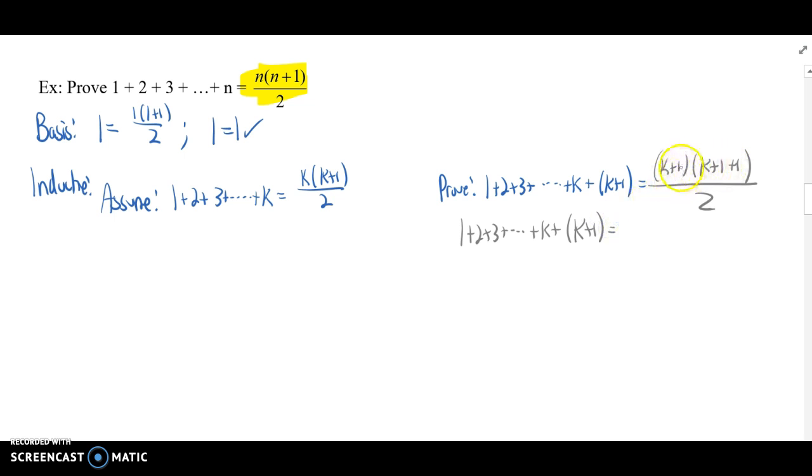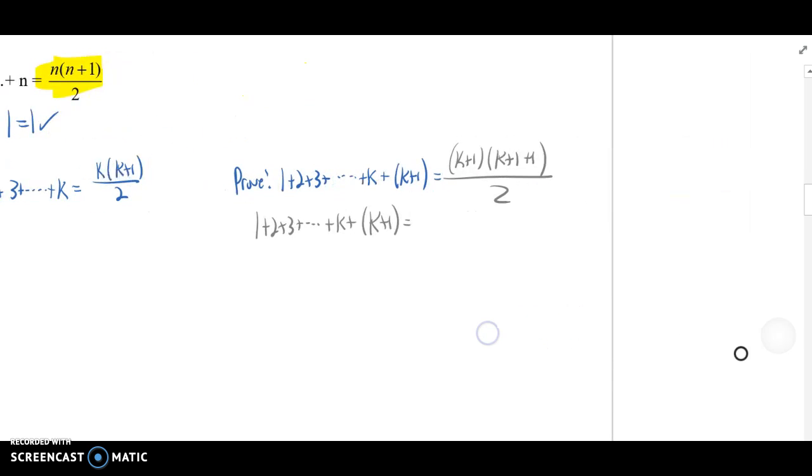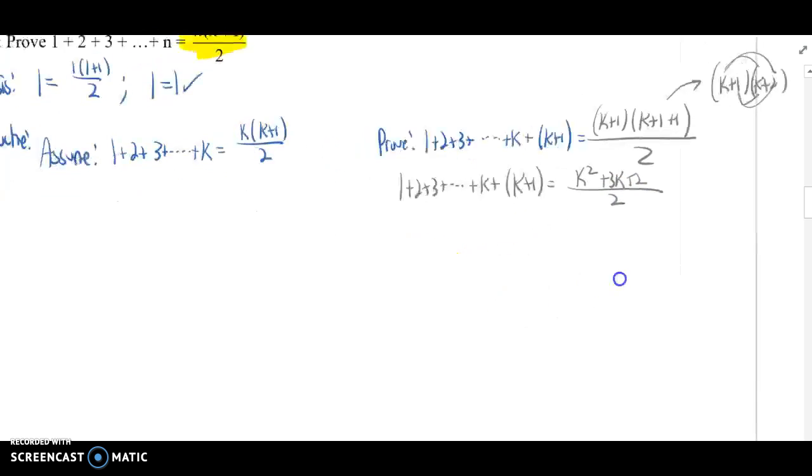On the right-hand side, maybe a little bit of work off to the side might be good. K plus 1 times, that's really k plus 2 when we combine like terms. And if we multiply all that out, that's k squared, 2k, and 1k, so that makes 3k. And then 1 times 2 is 2, so it's all over 2.